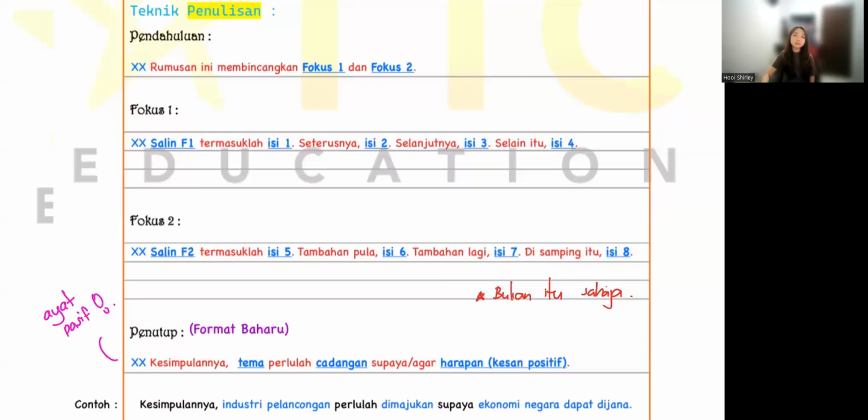Yes, correct, Lily. Like pelancong luar, kemasukan pelancong luar ke Malaysia, this is about industri pelancongan. So it's about pelancongan, it's the tema. Yes, correct, Kang Jun. The harapan, kesan positif, this is your own thought. But the patterns you need to present in this way, and this is the ayat passive.